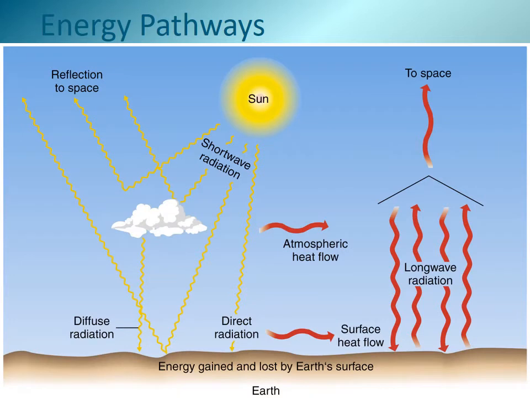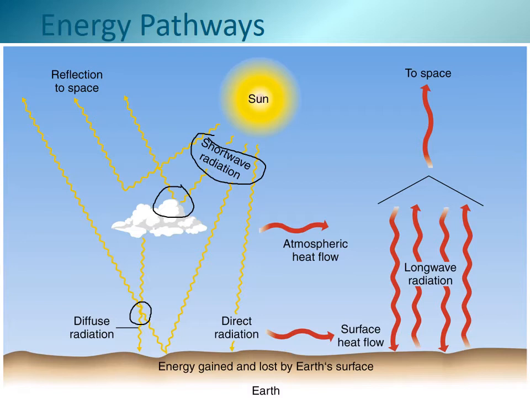So we're going to get a little bit more specific now, and we're going to talk about what happens to these two types of radiation. As you know, we have energy coming from the sun, and we call that shortwave radiation. Now, not all of it actually makes it down to the surface. Much of it is reflected by clouds and by lighter colored objects at the surface. Some of it is diffused by molecules or particulates in the atmosphere.